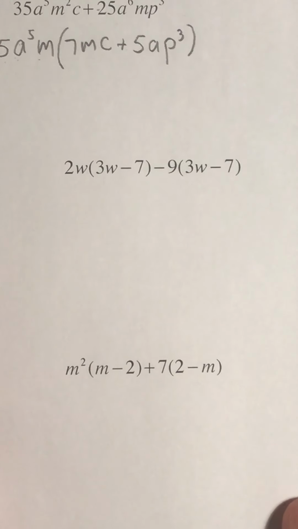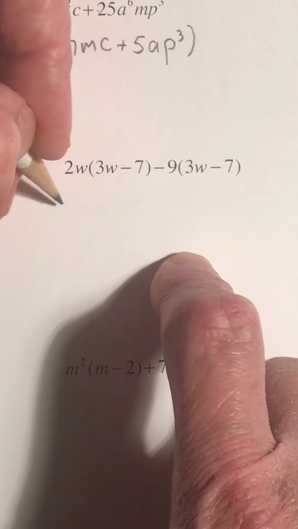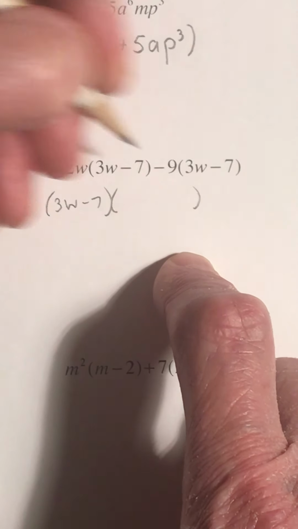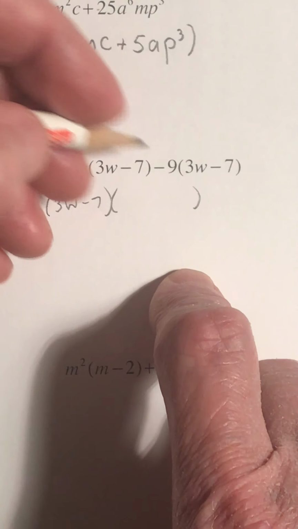It's very useful. What's the common factor here? The 3w minus 7. I write 3w minus 7 times, and what's in the other set of parentheses? The 2w minus 9.